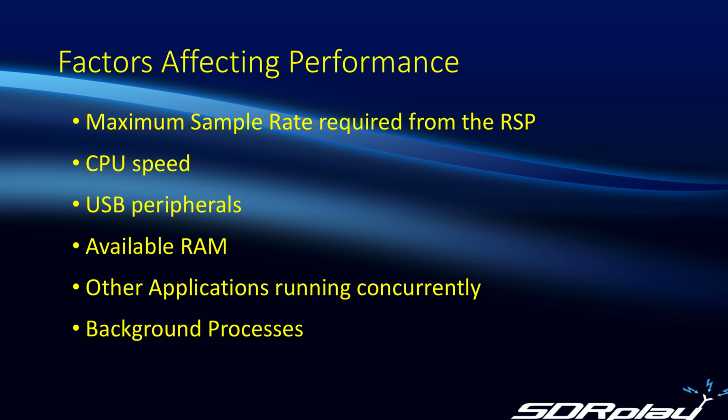The other thing to consider is USB peripherals in the system. An RSP running at a 10 megahertz data rate will consume pretty much the entire bandwidth of a USB 2.0 controller. So if you plan on running other USB peripherals that require a lot of bandwidth, video cameras, other SDRs for example, then you want to make sure that your system has a separate USB controller so that you can share the bandwidth and not be restricted by a bottleneck over the USB bus.